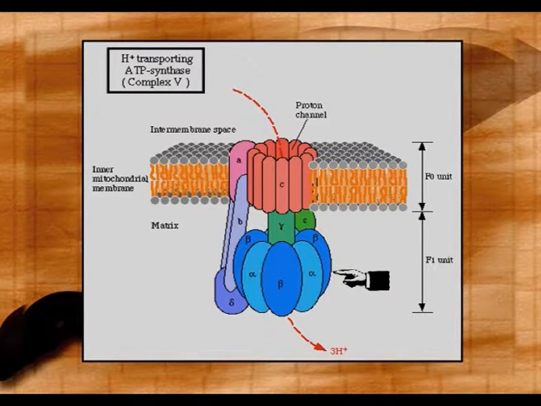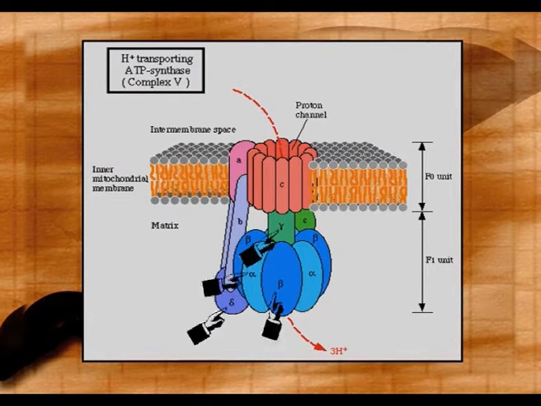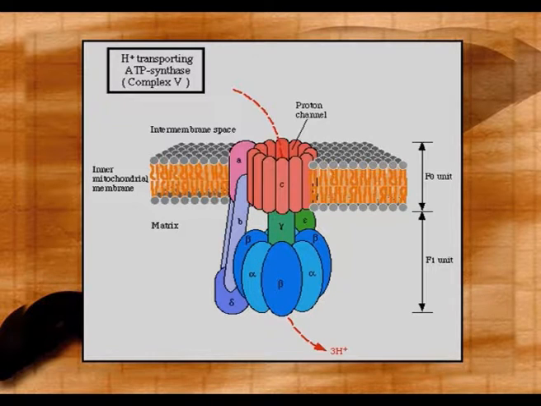F1 is composed of 9 protein subunits of 5 types, having a composition alpha 3, beta 3, gamma, delta and epsilon. The delta subunit joins the FO to F1 with the help of epsilon, and each beta subunit carries a catalytic site for ATP synthesis where ADP and Pi can bind and phosphorylation occurs.